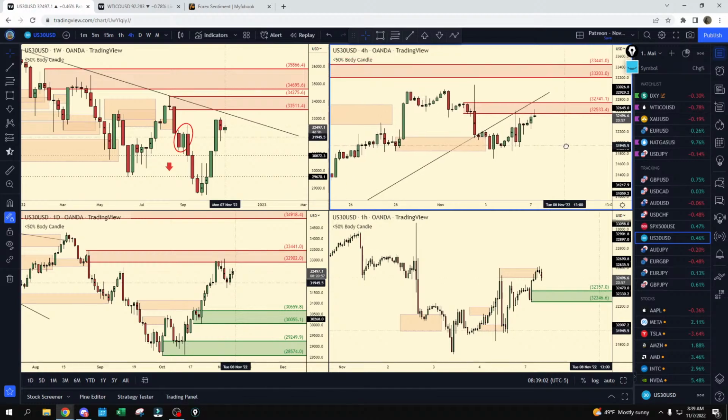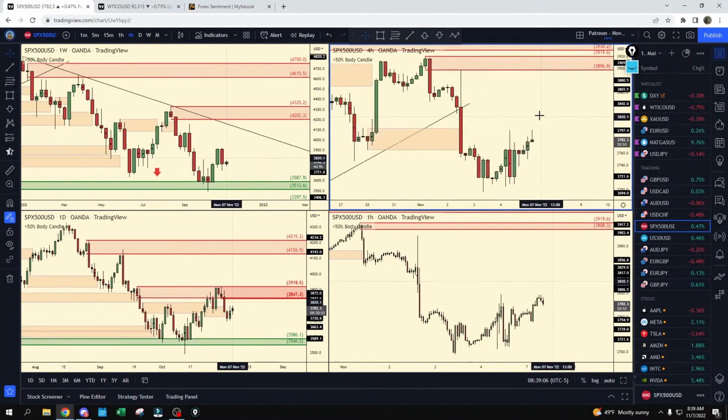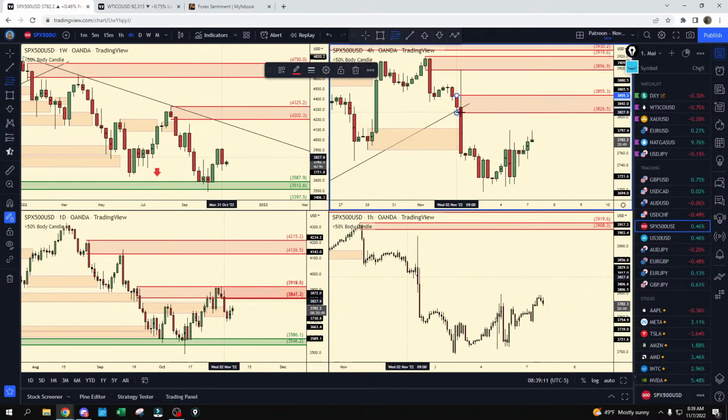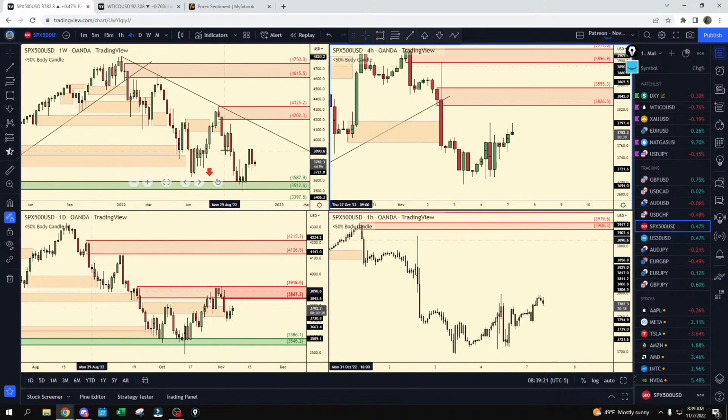I actually think a lot of the others, like the S&P, are looking a little bit more clear, in my opinion. And there actually is, I don't really want to call this supply, but we're going to call that supply for now. So the S&P is actually looking better for shorts, in my opinion.